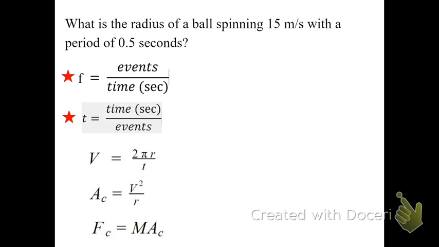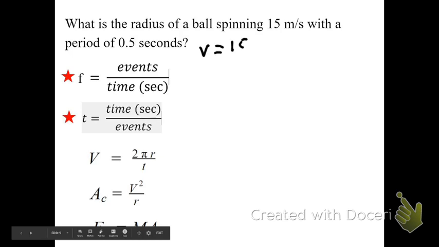All right, and this is going to be our last example problem. So what is the radius of a ball spinning 15 meters per second with a period of 0.5 seconds? So let's write down what we know first. The ball is spinning at 15 meters per second, so that's a velocity. So 15 meters per second, that's our V, with a period of 0.5 seconds. So that's our lowercase t. Okay, and we want to know what is the radius of that ball.